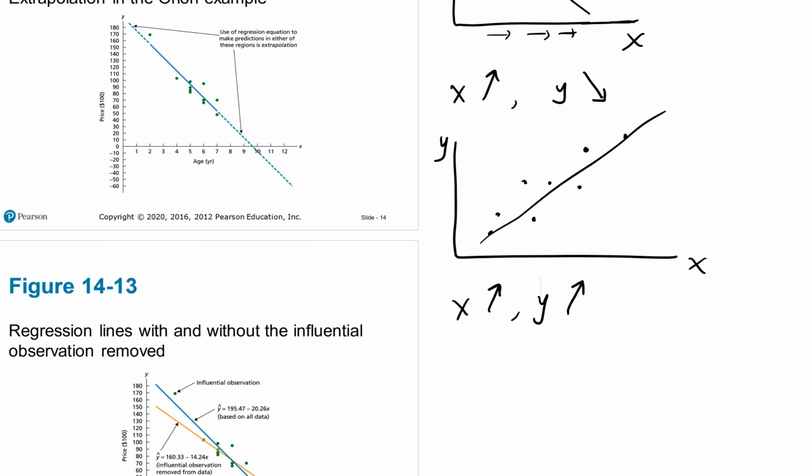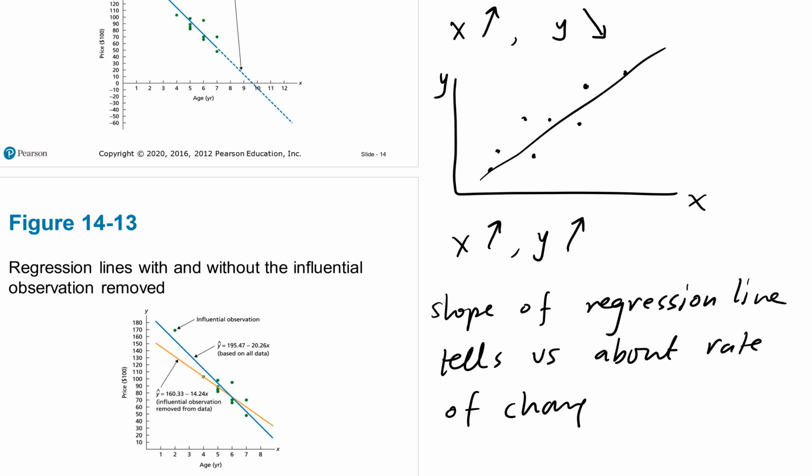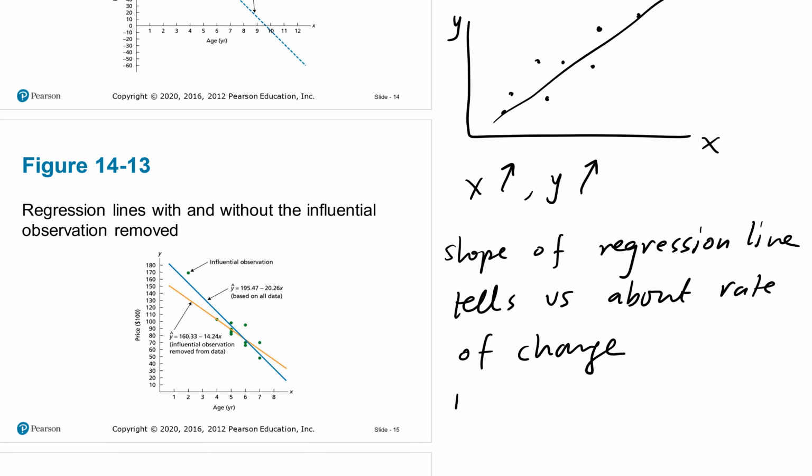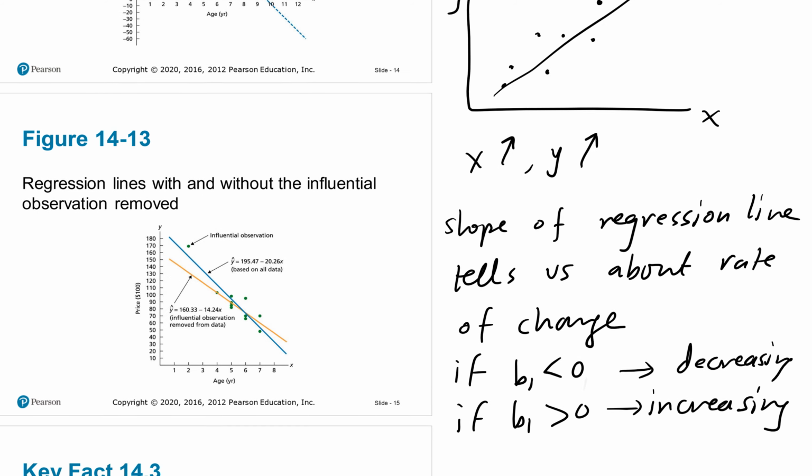When we find the trend line or the regression line, something to keep in mind is that the slope of the regression line tells us about what we call the rate of change. So if b1, which is the slope, is less than zero, that's decreasing. If b1, the slope, is bigger than zero, that's increasing.